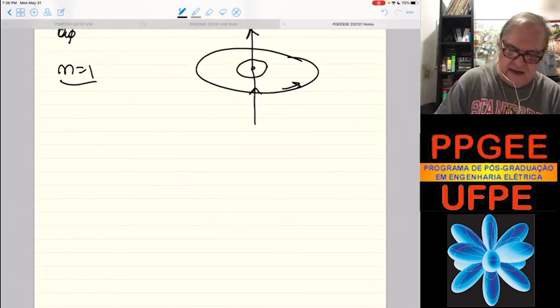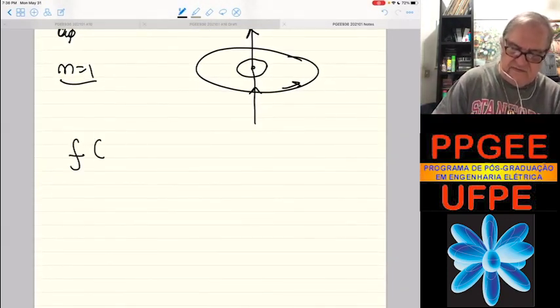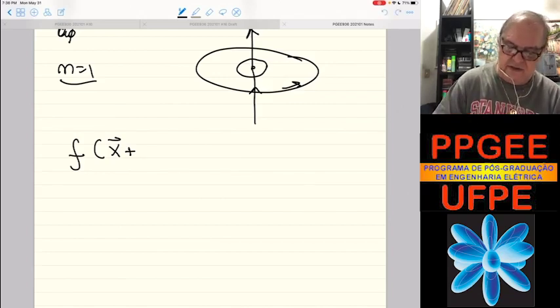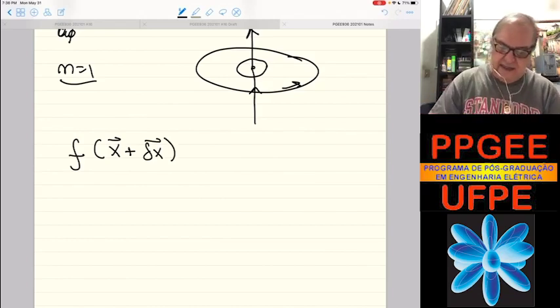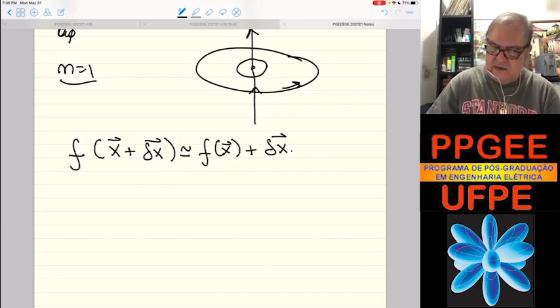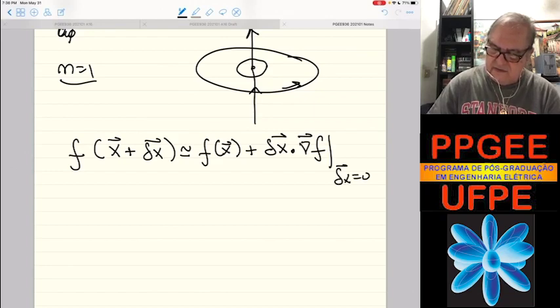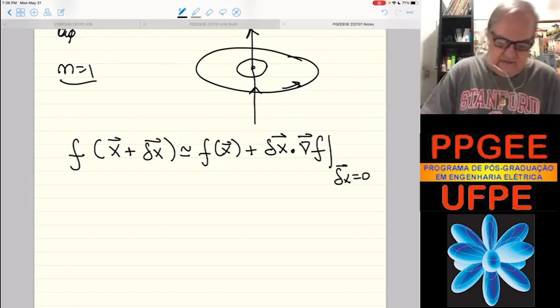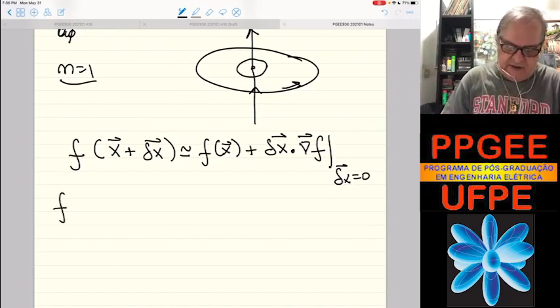Let's recall f of x plus a small vector, let's call it small delta x, to first order equals f of x plus the dot product between the displacement delta x and the gradient of f at delta x equals 0. Okay?